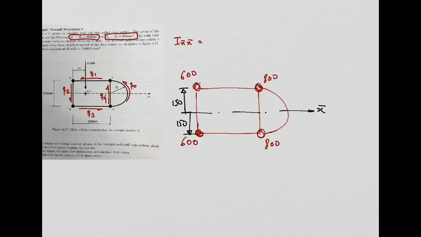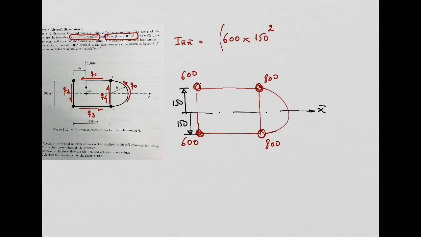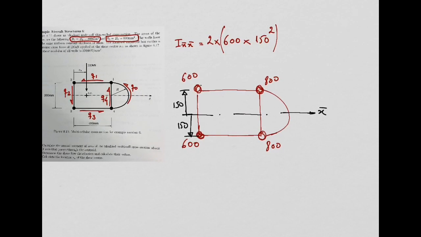So for these two booms, the area is 600 square millimeters. The distance to the neutral axis is 150. I need to square the distance to the neutral axis. Because we have two booms in the same conditions, with the same area and the same distance to the neutral axis, I can just multiply this by 2. Makes sense? But I still have two more booms with 800 square millimeters area.